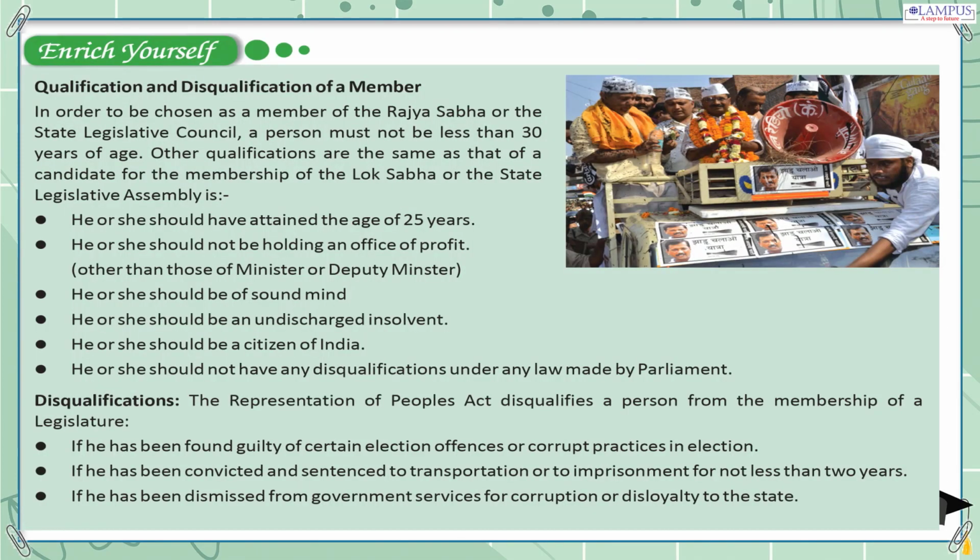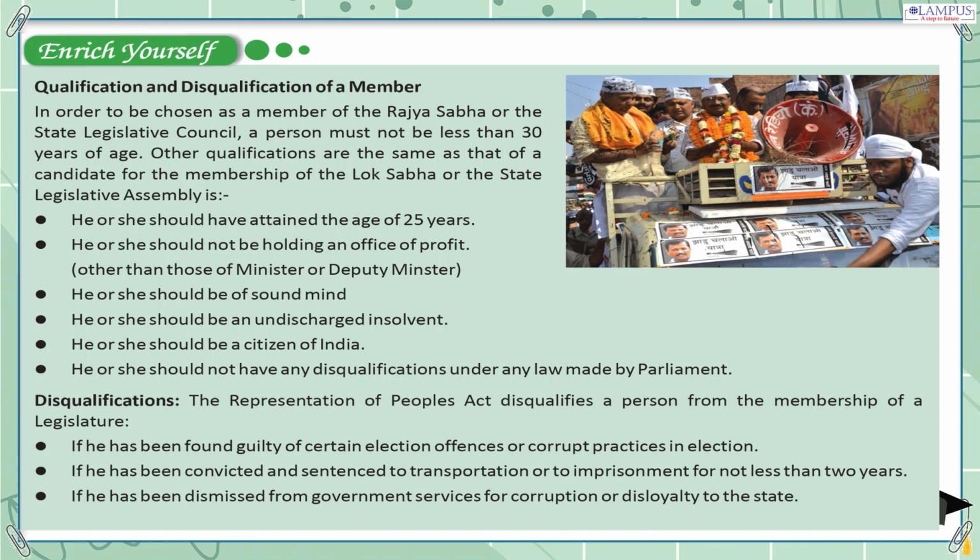Enrich yourself. Qualification and disqualification of a member. In order to be chosen as a member of the Rajya Sabha or the State Legislative Council, a person must not be less than 30 years of age. Other qualifications are the same as that of a candidate for the membership of the Lok Sabha or the State Legislative Assembly. He or she should have attained the age of 25 years.